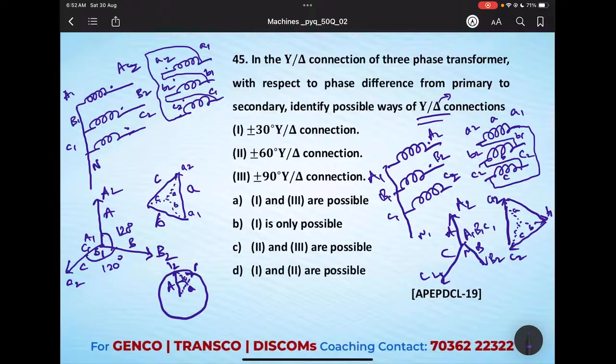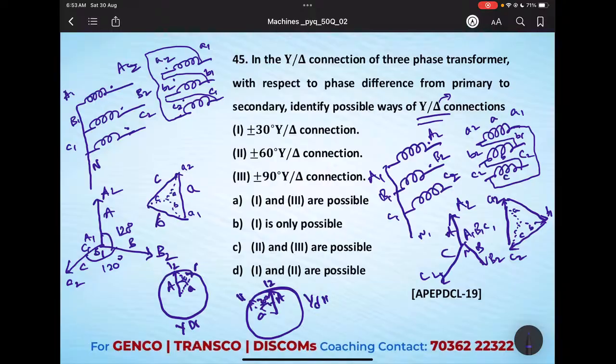Okay, now we will represent these phasors in a clock. Let's take the reference as primary phasor A at 12. From this you can represent the secondary phasor small a at 30 degrees, so it will be at 11. This type of connection we can call star D11.